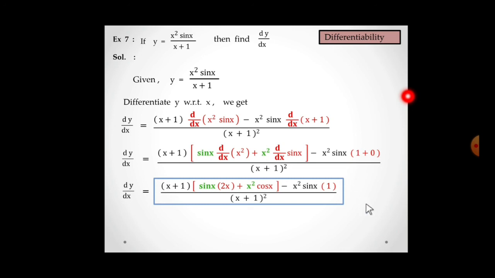So further simplification is left to you students, you can do it, otherwise you can stop at the answer. Here my intention is just to show how to follow the rules and regulations, that is important. Simplification is for a particular example, you can do it.